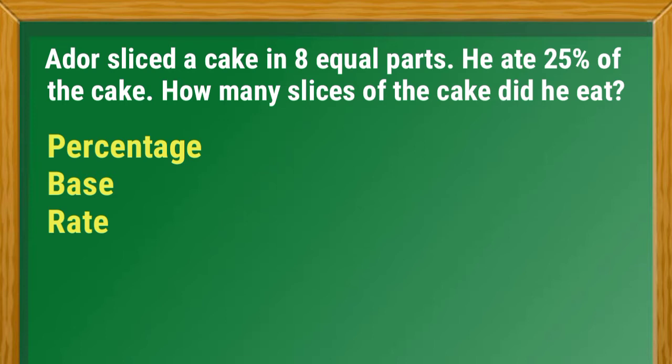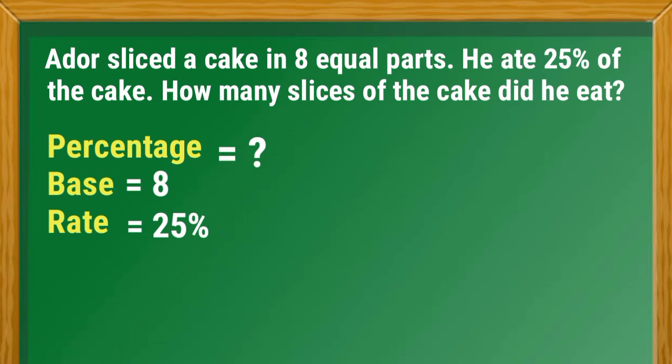Let's go back to the problem. Ador sliced a cake into 8 equal parts. What does 8 here represent? Is it percentage, base, or rate? Okay, this is the base. The base here is 8. And then he ate 25% of the cake. 25% is the rate. So we have the base, we have the rate. So what is unknown is the percentage.